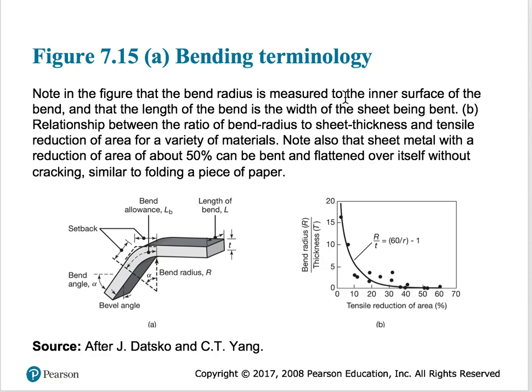If you look at equation 7.5, that should give you the strains at the outer and inner fibers. The outer fiber is the outer edge, what is the strain, and the inner edge is the strain on the inside. Typically the strains in the outer and inner fibers are equal in magnitude and are given by that equation 7.5.